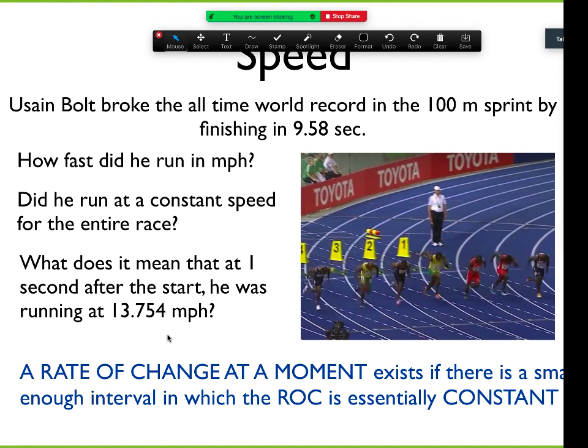Okay, so then the rate of change in a moment exists if there's a small enough interval in which the rate of change is essentially constant. So for all our practical purposes, a moment is a small enough change that we can assume the rate of change is constant, and then we can use dy equals mdx within the moment for varying values of dx. Okay, any questions?